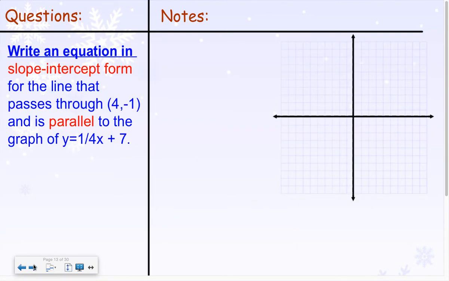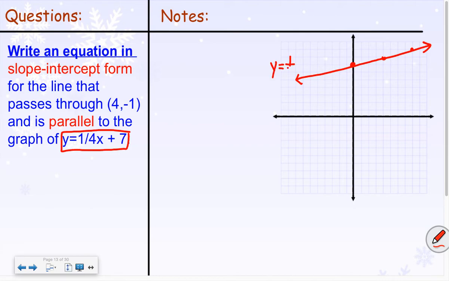And the last one: write an equation in slope-intercept form for the line that passes through (4, negative 1) and is parallel to 1/4 x plus 7. So let's graph our original line. First dot's on 7 again. Rise 1, run 4, rise 1, run 4. So this line has an equation of y equals 1/4 x plus 7.